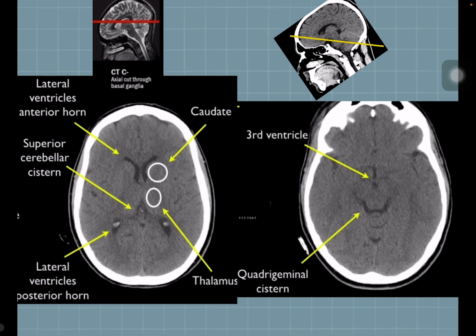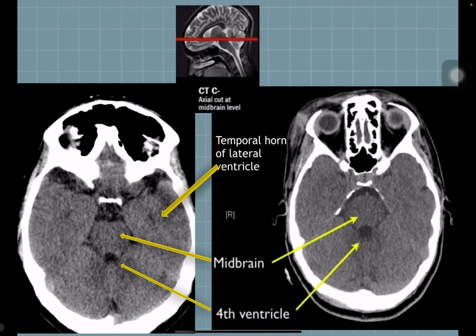So here for revision, this is the caudate. This is the thalamus, and a much lower cut. This is the third ventricle with the quadrigeminal cistern posterior to it. So next, this is the temporal horn of the lateral ventricle, midbrain, and fourth ventricle.